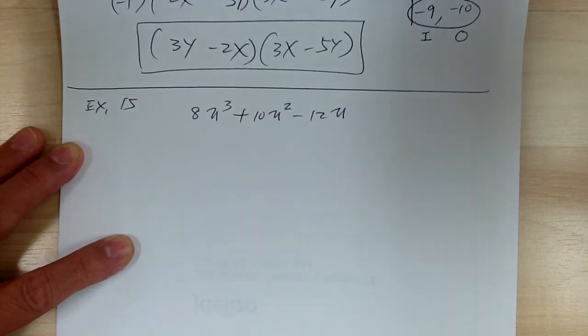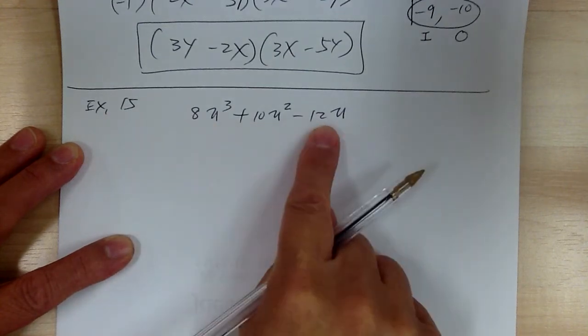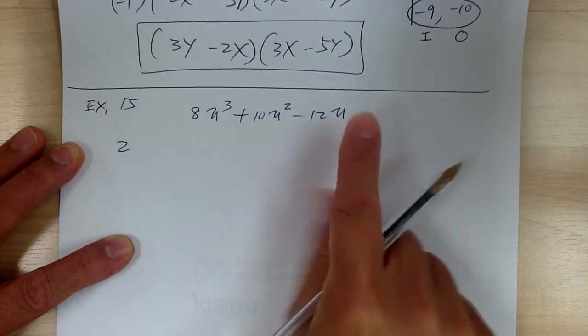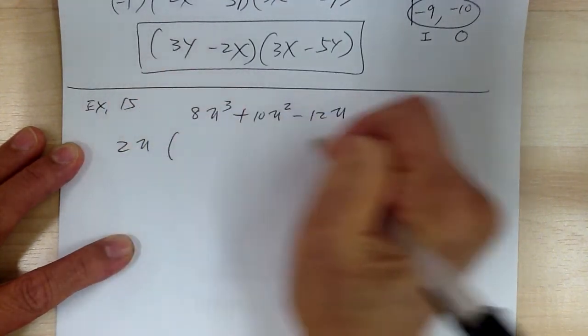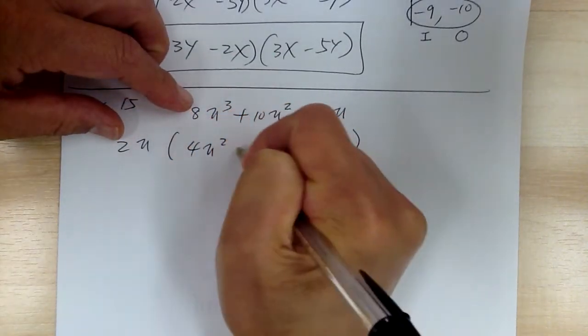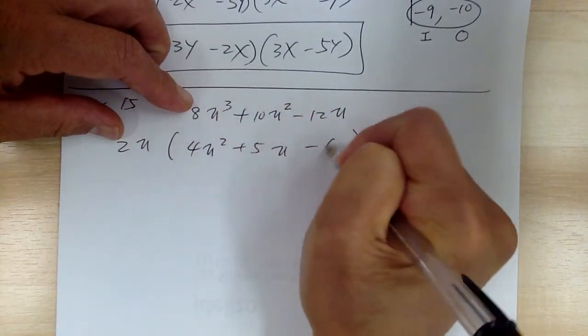When you do the factoring, don't go straight to master product. You have to go to step 1. Step 1: 8, 10, and 12, you can factor out the 2. You have u cubed, u squared, u, so you can factor out the u. So you have to do step 1. You can check, so you get 4u squared plus 5u minus 6.